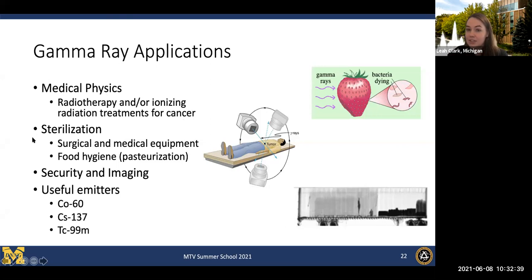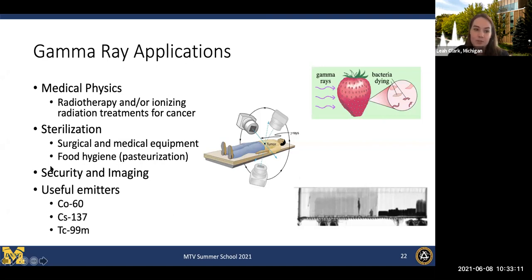Also sterilization. So gamma rays are actually used for surgical and medical equipment in order to sterilize and clean them, as well as for food preparation. And it can kill bacteria and help the food stay fresher longer. This does not make the food radioactive. I'm going to throw that out there in case there's any confusion about that. But yeah, this is also for food safety.